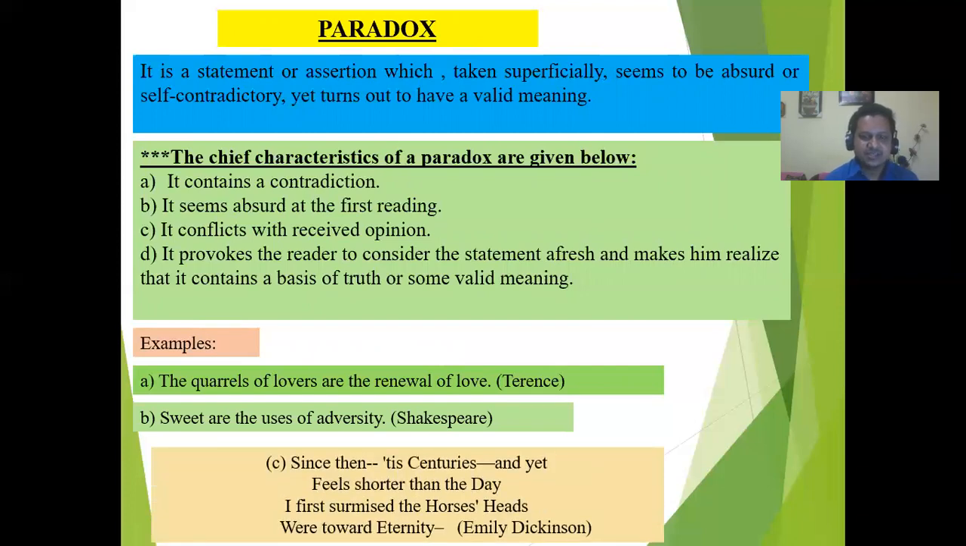"Since then, it's centuries and yet feels shorter than the day I first surmised the horses' heads were toward eternity." Emily Dickinson. This stanza has been taken from the poem Because I Could Not Stop for Death, written by Emily Dickinson. We find a paradoxical situation here.